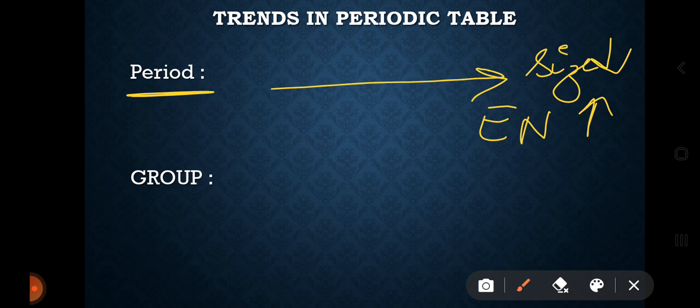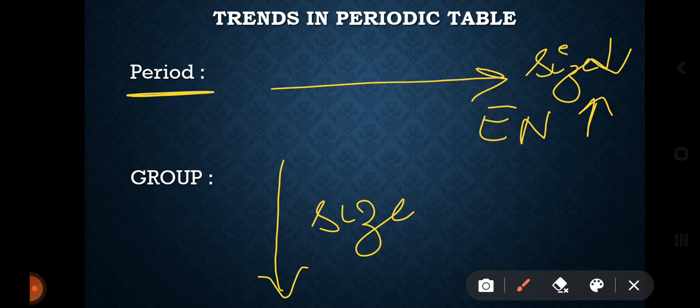In the group, when we move down the group, what happens? Here it is vice versa of the period. Size of the atom increases and electronegativity decreases. As the size of the atom increases, the nucleus will not readily attract the electron towards itself as it does in the smaller size. So it is inversely proportional. You can tell electronegativity value decreases. Fine, this is the trend in the periodic table.